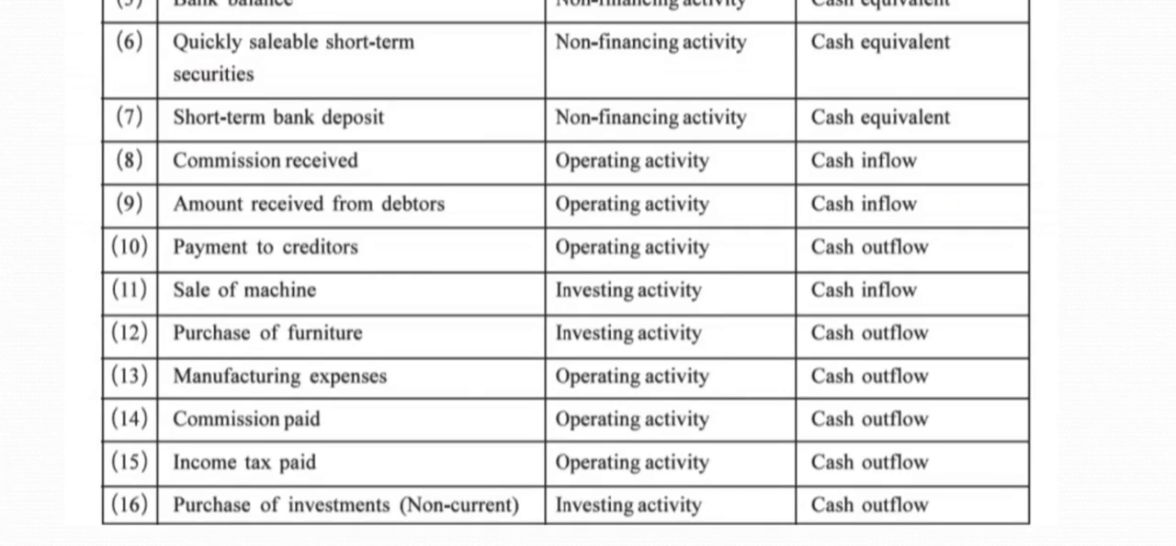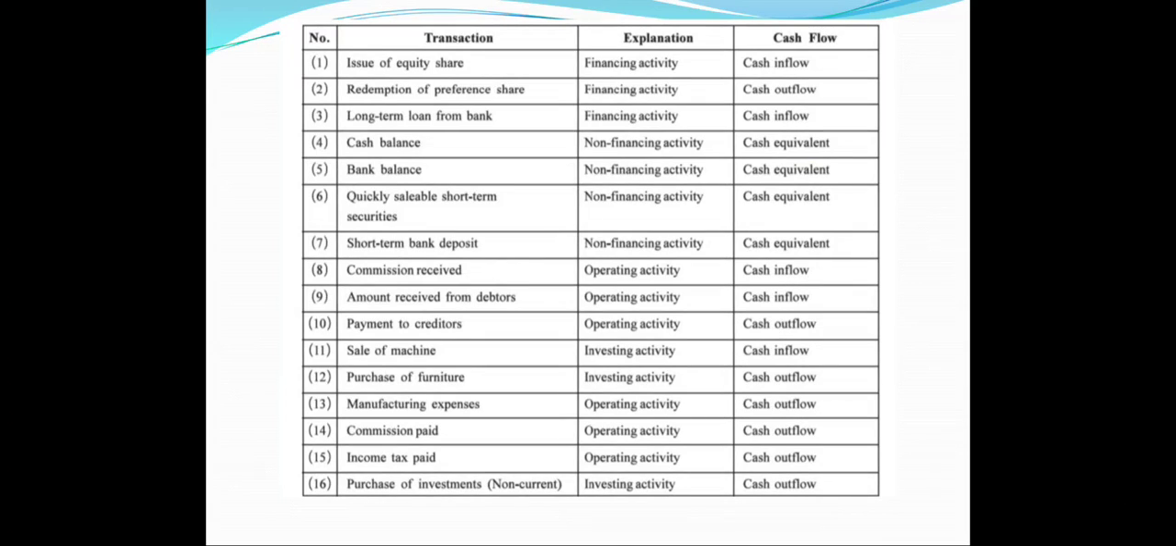Income tax paid, we have seen that income tax paid, if it is not of financing and investing activity, then it will be considered as operating activity. In absence of any information, income tax paid is considered as operating activity of cash outflow. What else? Purchase of investment, which are non-current. So non-current investments are investing activity of cash outflow if they are purchased.